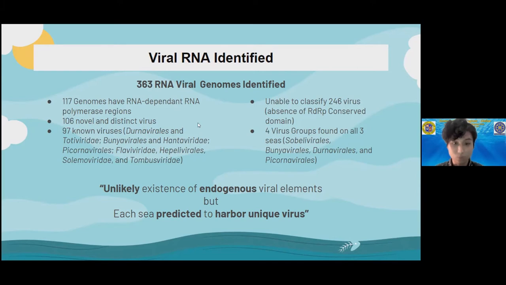All these virus groups were found throughout the three seas, but only four virus groups could be found consistently in all three seas: Solemoviridae, Bunyavirales, Durnavirales, and Picornavirales. In this study, they were unable to classify about 246 viruses because of the absence of the RdRp conserved domain. They stated that because of these results, the existence of endogenous viral elements is unlikely, but each sea is still predicted to harbor unique viruses. So there are no endogenous viral elements, but each sea's viruses are still unique.